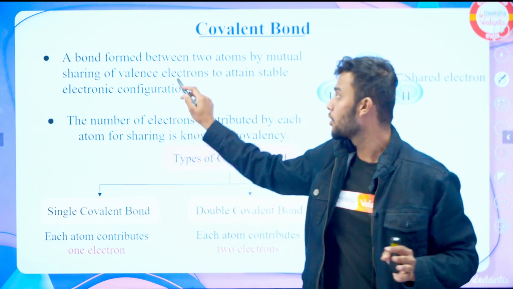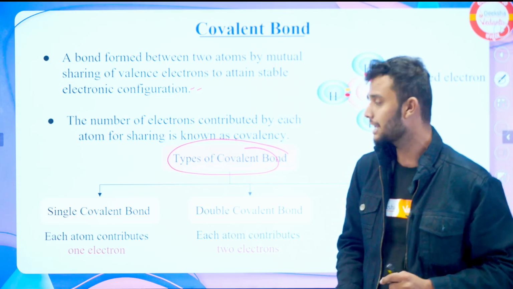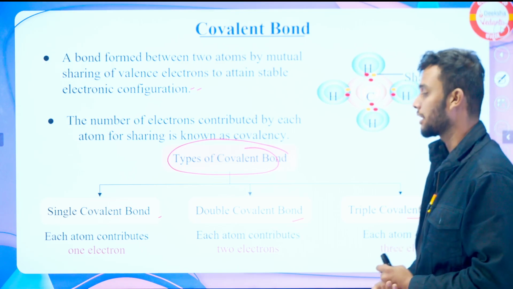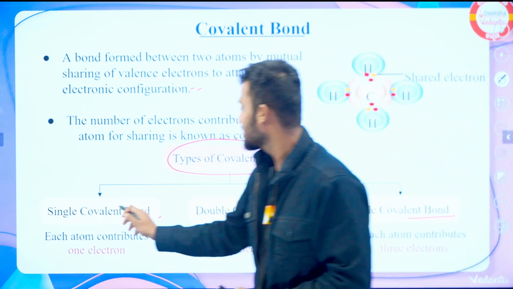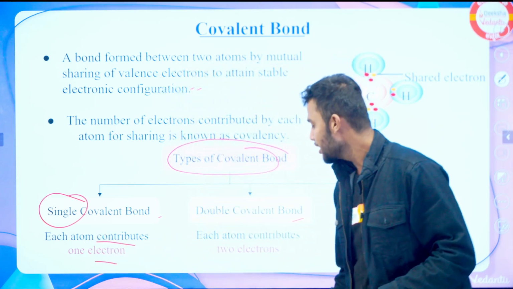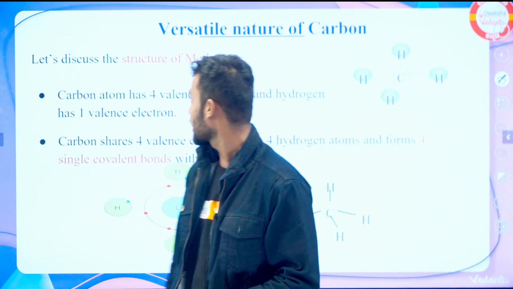Now that covalent bond is clear, types of covalent bond. We have mainly three types: single covalent bond, double covalent bond, and triple covalent bond. The name itself explains it. If each atom contributes only one electron, it is called single; 2 electrons, double; 3 electrons, triple. Very simple.